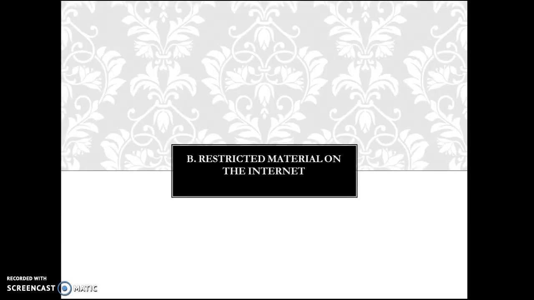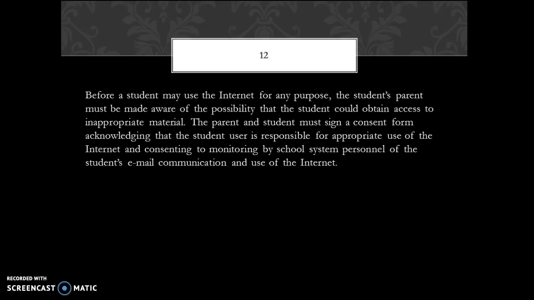B. Restricted material on the Internet. Before a student may use the Internet for any purpose, the student's parent must be made aware of the possibility that the student could obtain access to inappropriate material. The parent and student must sign a consent form acknowledging that the student user is responsible for appropriate use of the Internet and consenting to monitoring by school system personnel of the student's email communication and use of the Internet.